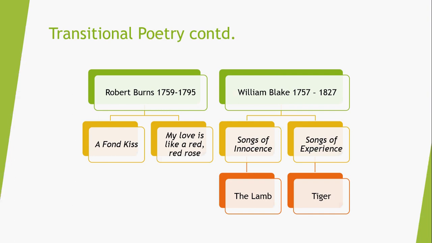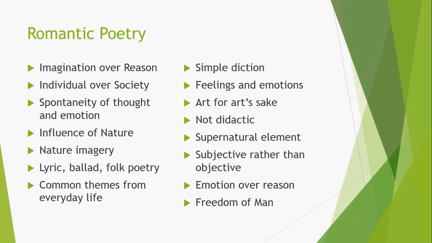And then we have William Blake, a very, very important poet belonging to the age of transition. His two major works are the Songs of Innocence and the Songs of Experience. One example from the Songs of Innocence is the Lamb, and one example from the Songs of Experience is the Tiger. If you study these two poems separately or one by one, you will understand what is the concept of innocence and what is the concept of experience that William Blake is trying to project.